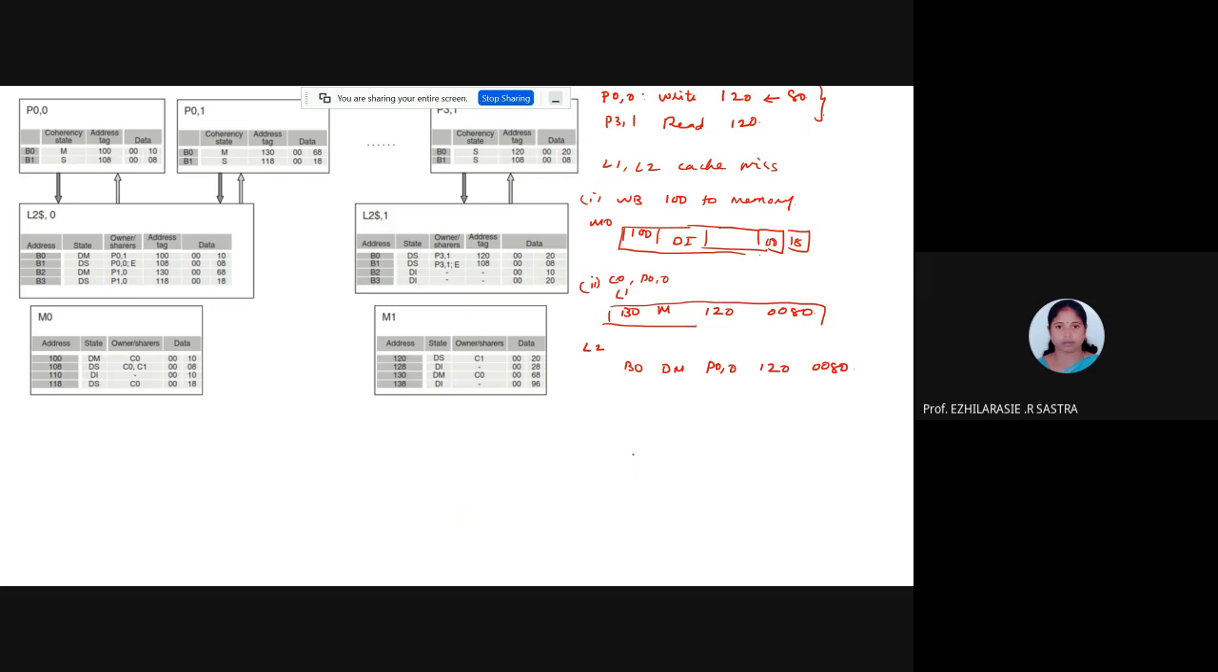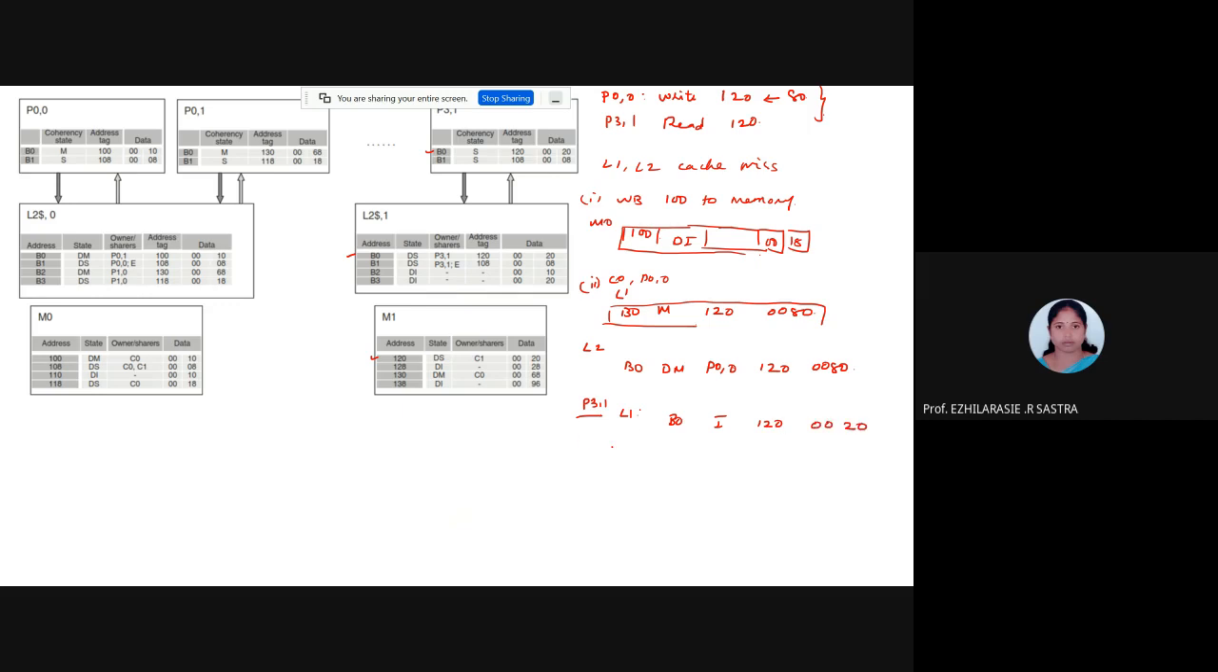So when you go with this, since it is 120, this part we need to change, and here also it has to be changed, and here also we have to perform all the changes. So what are all the changes we have to do? When you take P3, 1, that is going to be invalid. So in P3, 1, L1 cache, P0 block, the status is invalid.